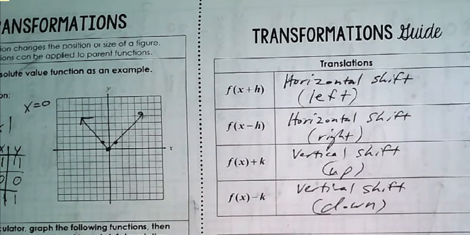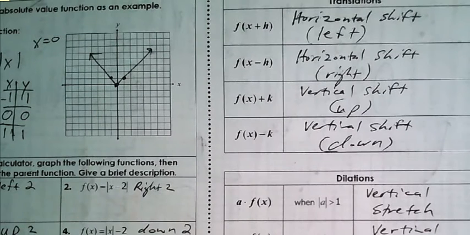Now, the last one is the reflection. If the negative is in front of the function, it's going to be a reflection over the x-axis. Reflection over the x-axis, thank you. If there was a negative in front of just the x, it would be a reflection over the y-axis. But we're not going to do those.